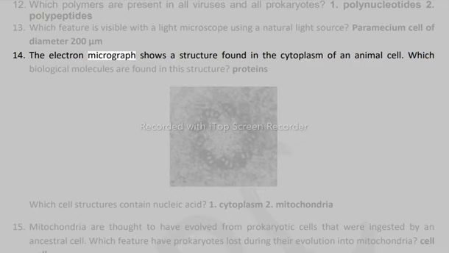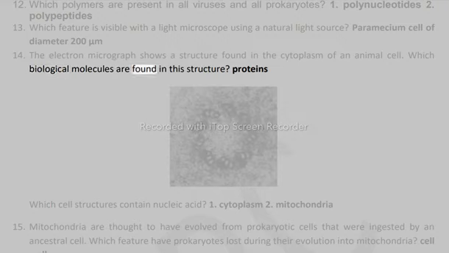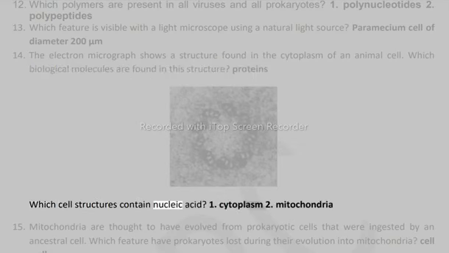14. The electron micrograph shows a structure found in the cytoplasm of an animal cell. Which biological molecules are found in this structure? Proteins. Which cell structures contain nucleic acid? 1. Cytoplasm. 2. Mitochondria.